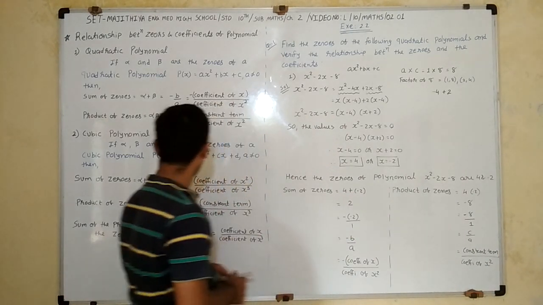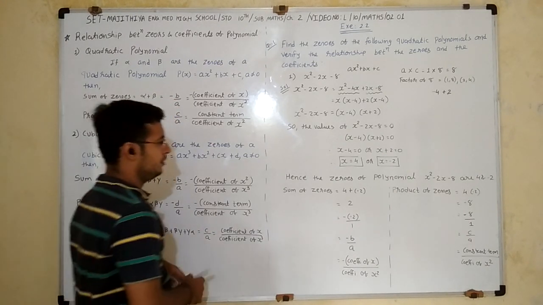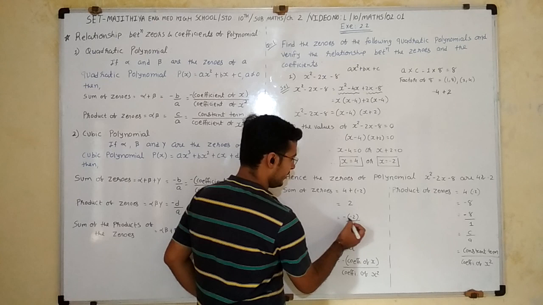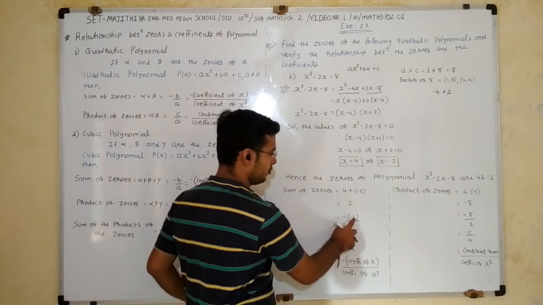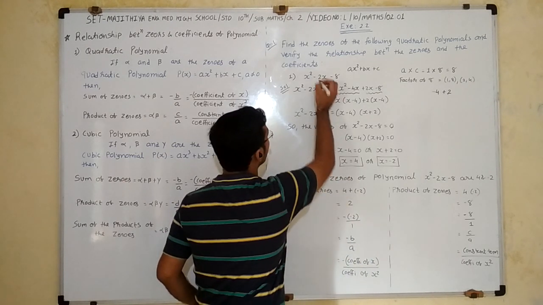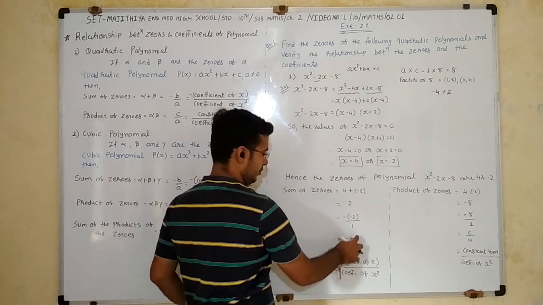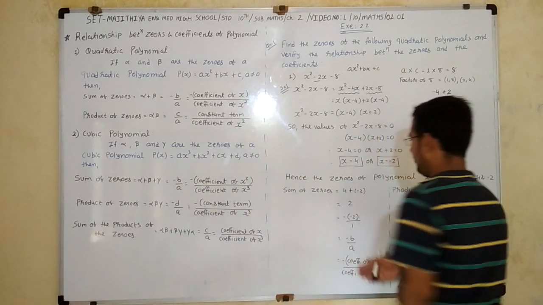Now I have to compare with the formula. The first formula is the sum of zeros is minus b by a. So can I write it like this: minus of minus 2, so minus minus plus 2 by 1. Here the minus sign stays as it is, and b is equal to minus 2. So minus b by a, and that is our formula. So we proved it for this.